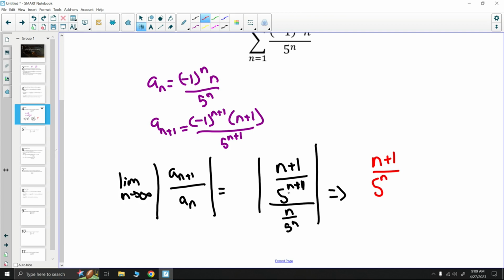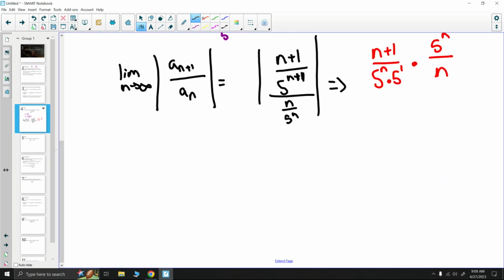Now think about this one, 5 to the n plus 1. Anytime I see math in the exponent, I'm thinking, how else could I rewrite that? That would be 5 to the n times 5 to the 1, because again, if we multiply two things with the same base, we add their exponents. Okay, so that's the top here times the bottom reciprocal. So we're going to do 5 to the n over n. And again, this is all limit as n approaches infinity. So we can cancel 5 to the n's here, and we get the limit as n approaches infinity of n plus 1 over 5n.